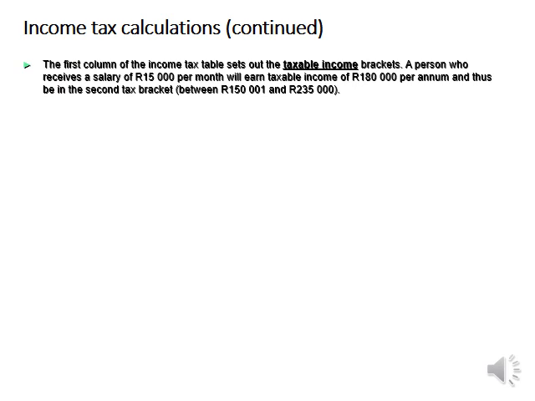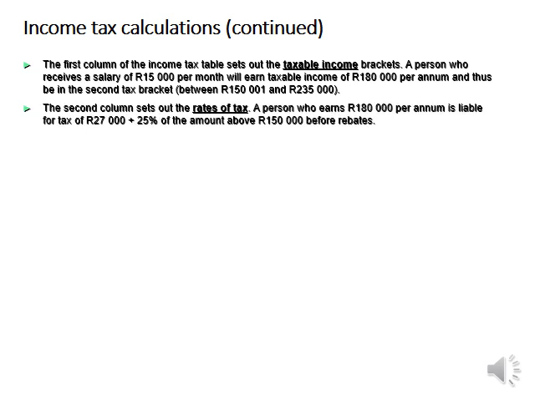The first column of the income tax table sets out the taxable income bracket. So that is the income bracket that you have. A person who receives a salary of 15,000 per month will earn taxable income of 180,000 per annum, and thus be in the second tax bracket, between 150,001 and 235,000. The second column sets out the rates of tax. A person who earns 180,000 per annum is liable for a tax of 27,000 plus 25% of the amount above the 150,000 before rebates.